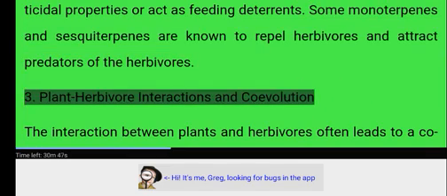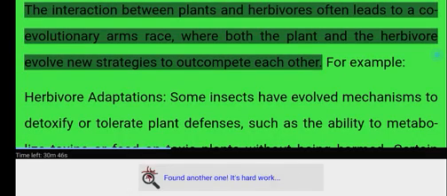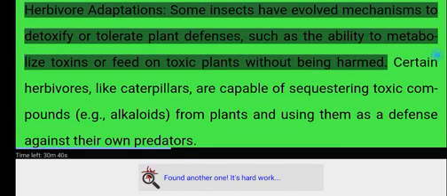3. Plant-herbivore interactions and coevolution. The interaction between plants and herbivores often leads to a coevolutionary arms race, where both the plant and the herbivore evolve new strategies to outcompete each other. For example, herbivore adaptations. Some insects have evolved mechanisms to detoxify or tolerate plant defenses, such as the ability to metabolize toxins or feed on toxic plants without being harmed.